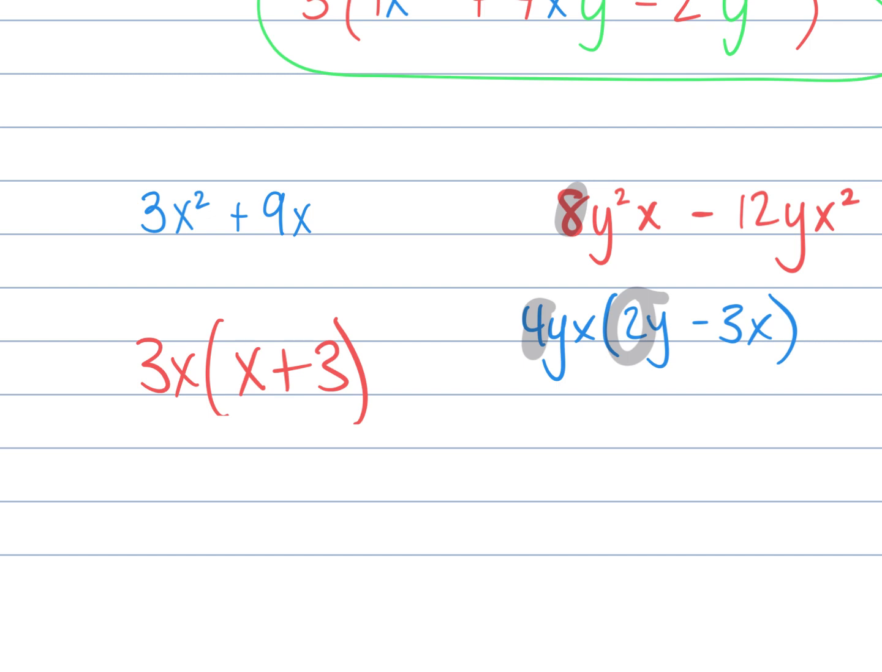Can you walk us through that question? What's the greatest common factor between 8 and 12? 4. Factor it out. What's 8 divided by 4? 2. What's 12 divided by 4? 3. So you guys understand where the 2 and the 3 come from? Okay, moving on. How many y's do they have in common between the two factors?